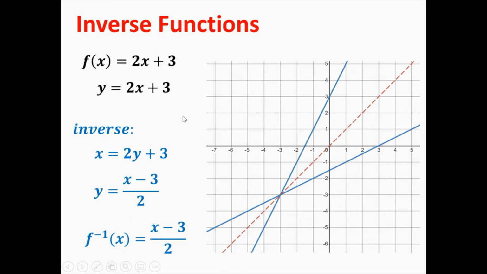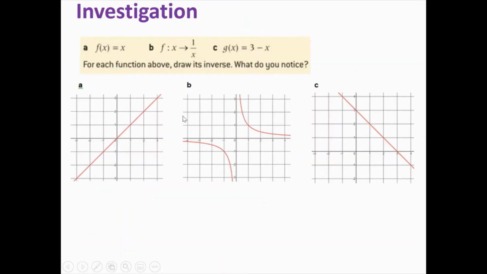Now let's take inverses a little bit further. Over here, we're going to do a little investigation. We have three functions: f of x equals x, f of x equals 1 over x, and g of x equals 3 minus x. Those three functions are graphed here. Now, your job is to draw the inverse of each.